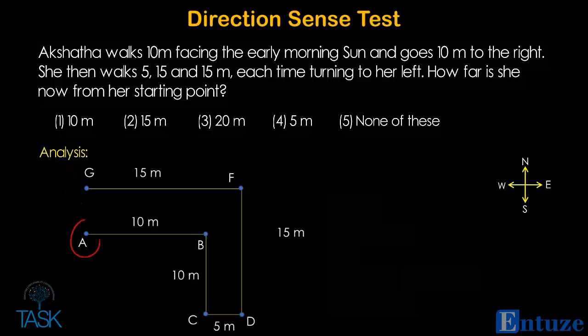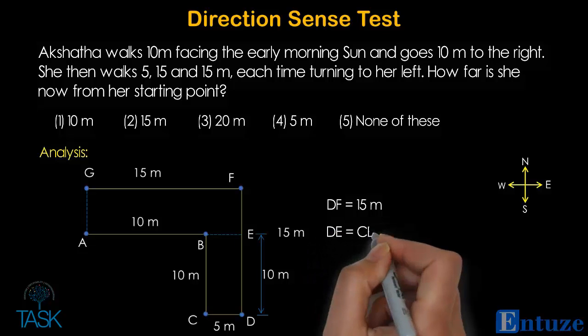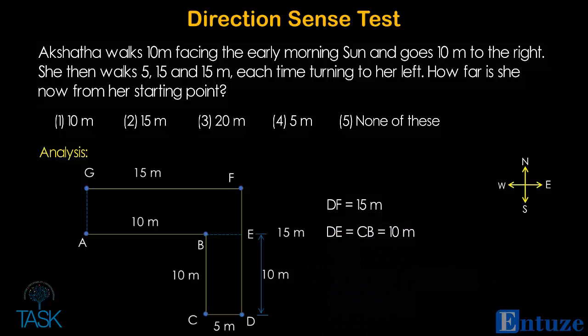So, A is the starting point and G is the final point. We have to find the distance between A and G. Let us draw a perpendicular line from B to line DF. It intersects the line DF at a new point E. Now, DF is equal to 15 meters. DE is equal to CB is equal to 10 meters.